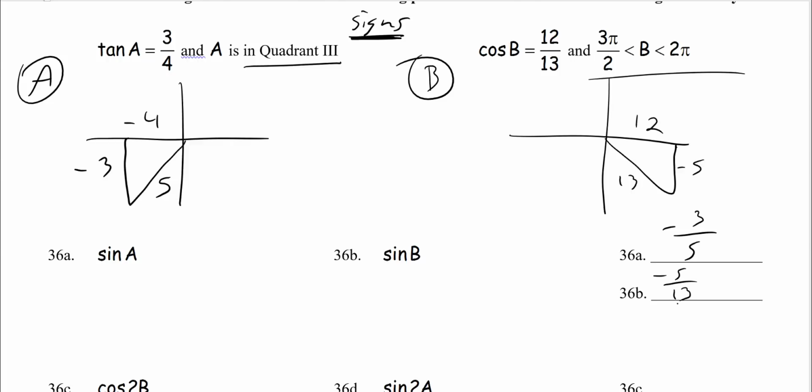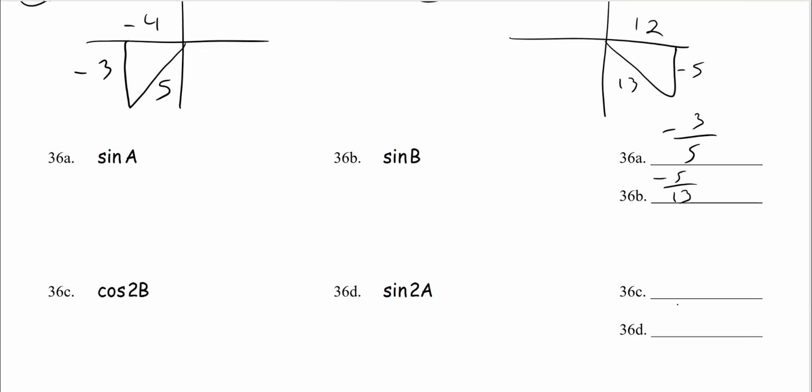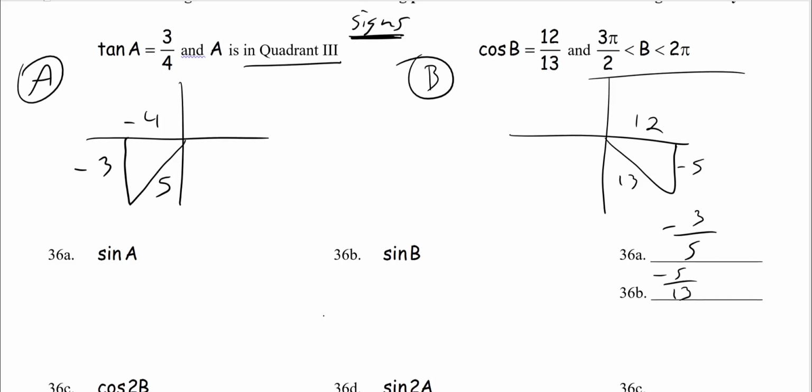Cosine of 2b, please don't just multiply by 2b. You have to remember you're going to either use 2 cosine squared of b minus 1, 1 minus 2 sine squared of b, or cosine squared minus sine squared, which it's pretty rare that you use that one. Okay, so if I go to b, and notice I already did cosine, so in case I made a mistake, why not just use cosine?